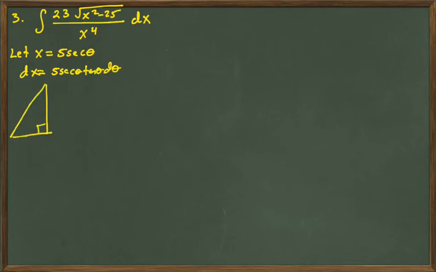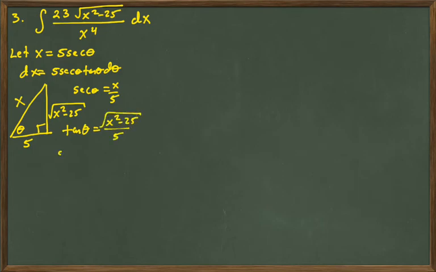We'll go ahead and draw in our reference triangle here. Here's our theta, and we have the secant of theta is going to be x over 5. So that gives us the hypotenuse and the adjacent side. Using the Pythagorean theorem, the opposite side is the square root of x squared minus 25. So the tangent of theta is equal to the square root of x squared minus 25 all over 5. Multiply both sides by 5, and we have 5 tangent of theta is equal to the square root of x squared minus 25.